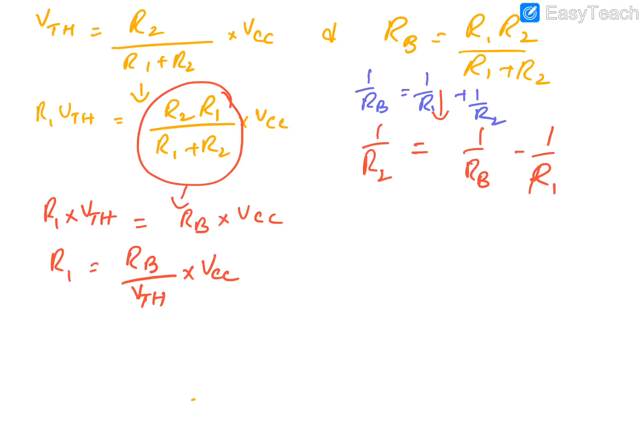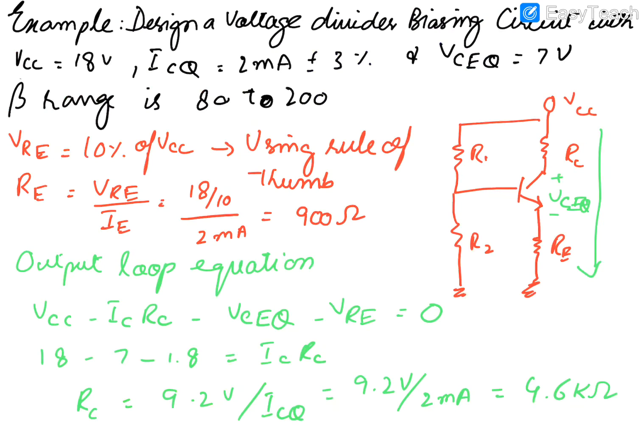So from these equations you can design the bias stabilized common emitter amplifier, which we'll do in this example, in which we have to design the circuit. The values given are VCC is 18 volts, ICQ is 2 milliamperes plus minus 3%. The Q point value of VC is 7 volts. Beta range is 80 to 200. This is beta minimum. This is beta maximum.